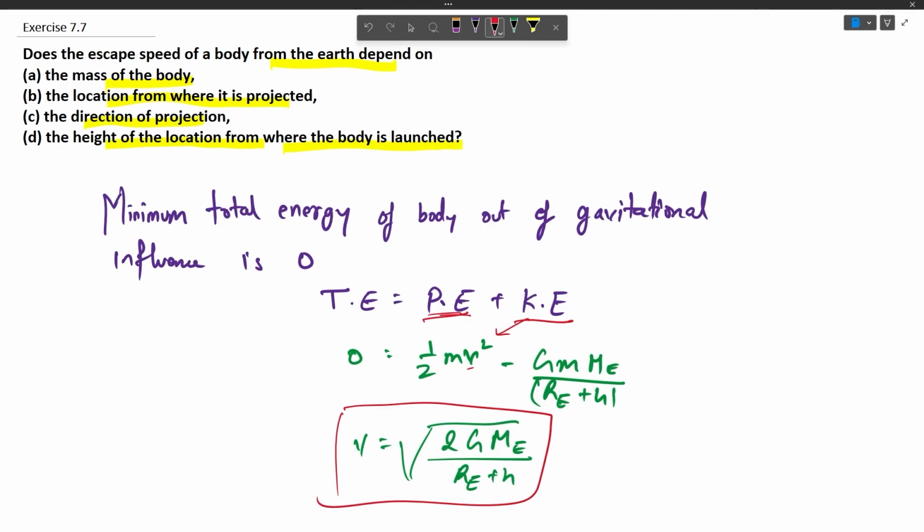Now here we see that the escape velocity, that is v, is not depending upon the mass of the body, so this is not the right choice. The second is the location from where it is projected, it is also not in the equation. In third, the direction of projection, it doesn't depend upon that. And the fourth is height of the location from where the body is launched. Now this h represents the height of the body from the surface of earth. So it really matters what the height is. So it depends upon the height, and this option is going to be correct.